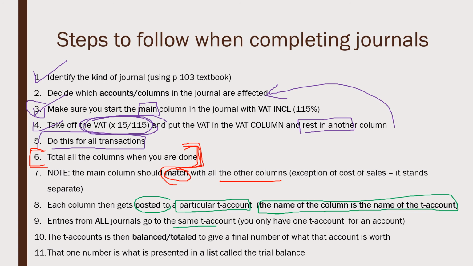Okay, and then step number 10, when you are done with transferring all the journal column totals to the relevant T accounts, you will then go and balance or total the T accounts. And that gives you a final number of what each T account is worth. That final number you transfer to a 1-page document, you list all the T account names and that final number, and that is your trial balance.